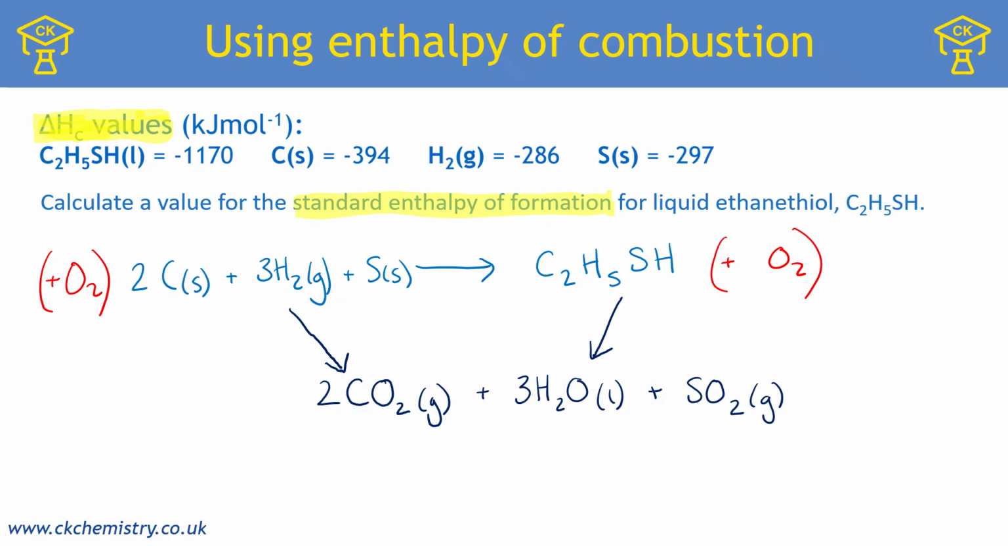So on the left-hand side, I've got minus 394, and that's times 2 moles of carbon being burned, 2 moles of hydrogen being burned, minus 286 times 3. And then I'm also burning sulfur, so be careful because elements can combust. They don't have enthalpy of formation. They do have enthalpy values for combustion. And so I'm going to add on my minus 297. On the right hand side, I've just got 1 mole of that, so all I have to put is that value there.